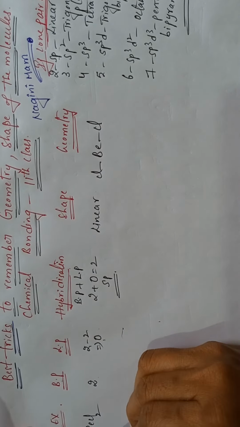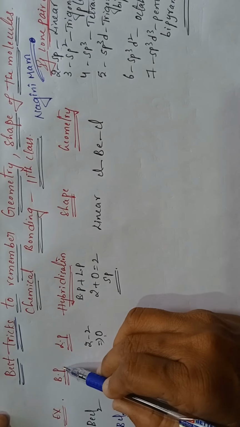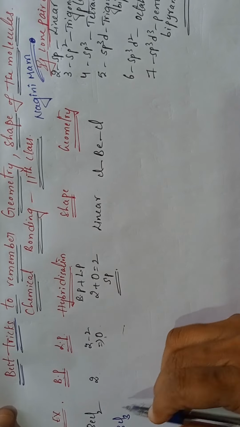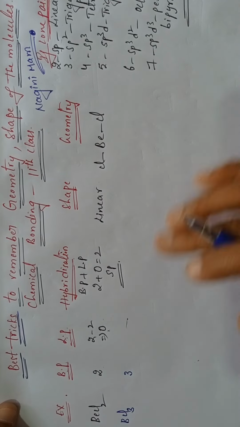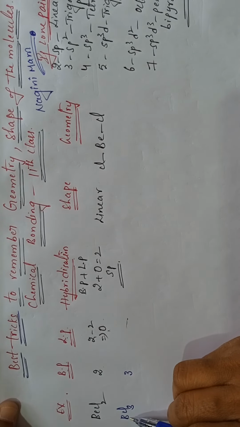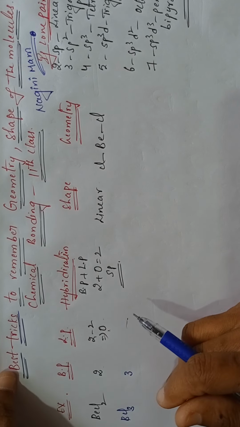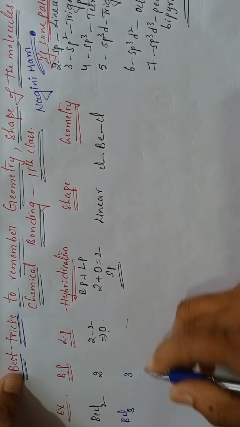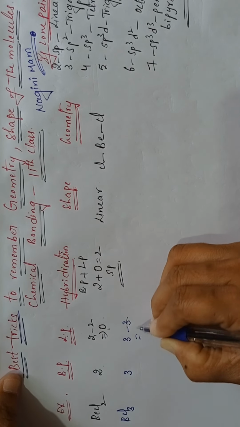Second one, BCl3. Okay, BCl3. How many bond pairs, students? BP means bond pairs, LP means lone pairs. Bond pairs: 3 chlorines attached, so 3 bond pairs. Are you understanding? Three bond pairs. How many lone pairs? Boron atom, how many valence electrons are there, students? In boron, 3 valence electrons, 1s2, 2s2, 2p1. 3 valence electrons minus bond pairs 3. So 3 minus 3, 0.